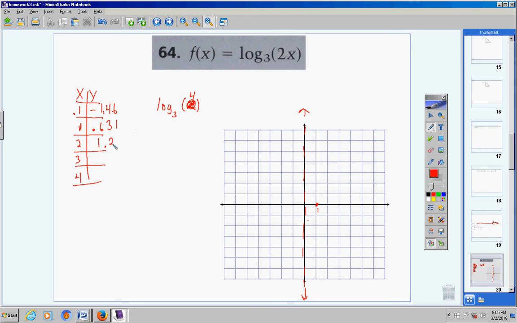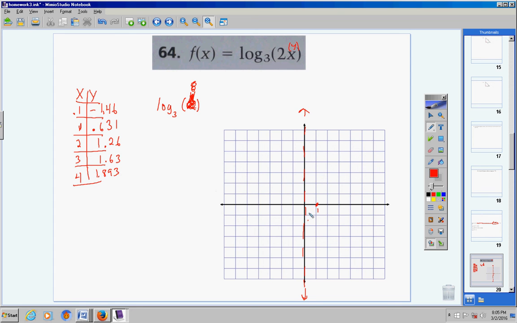1.26. Now moving on to 3, put a 3 in for x. 2 times 3 is 6. So logarithm of 6, enter, divided by logarithm of 3, enter, 1.63. And then we'll put 4 in for x. 2 times 4 is 8. So logarithm 8, enter, divided by logarithm 3, enter. And we'll get 1.893.